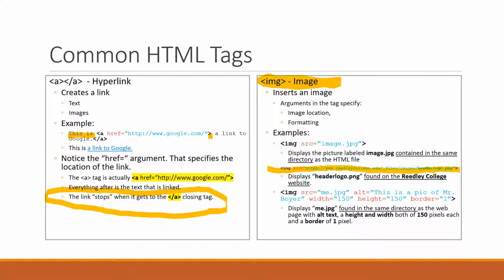Okay, and the third example down here, image source equals me.jpg, good. And so this goes to the same directory that the web page is in, pulls up me.jpg, but then the rest of this tells the web browser how to display it. It says first, give it alt text. In other words, alt text if somebody has a bad internet connection, or maybe somebody is visually impaired. They can't see that image, but they have a screen reader to tell them what that image is. The alt text describes the picture to them.